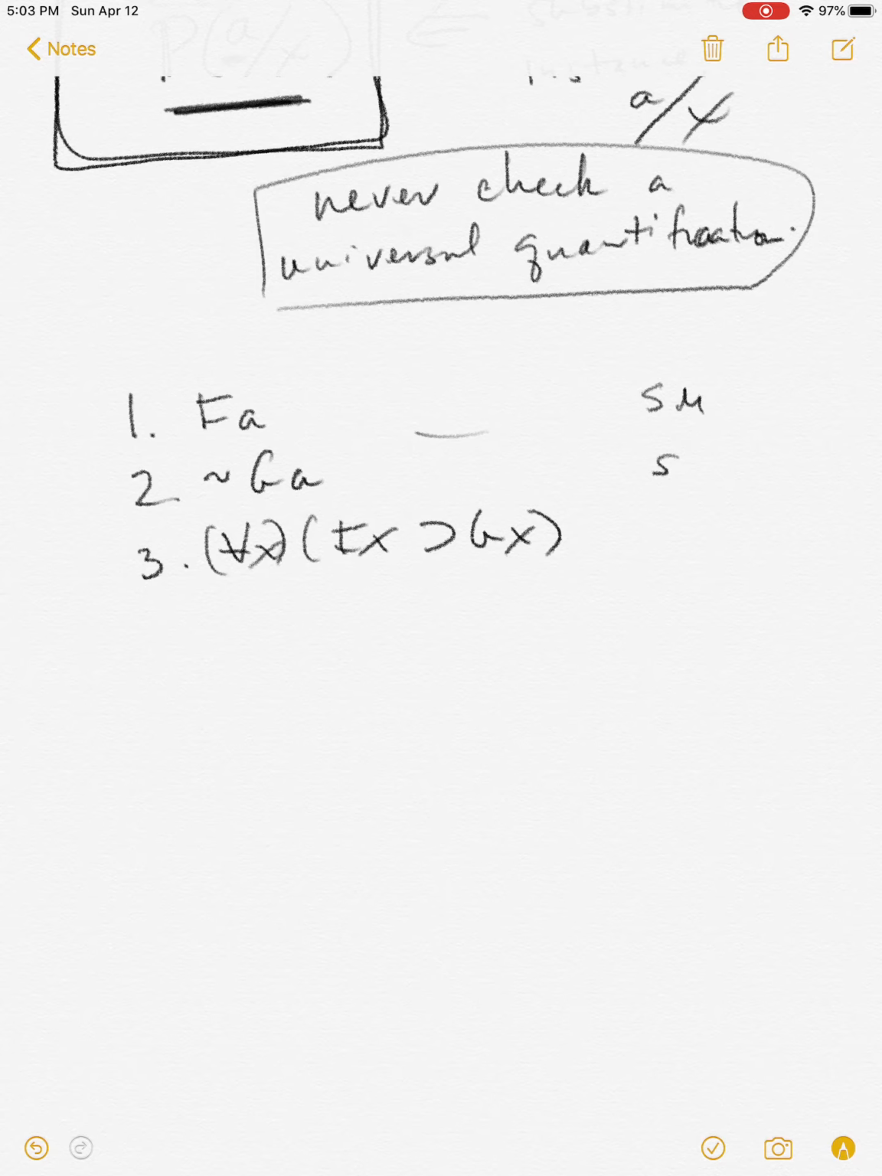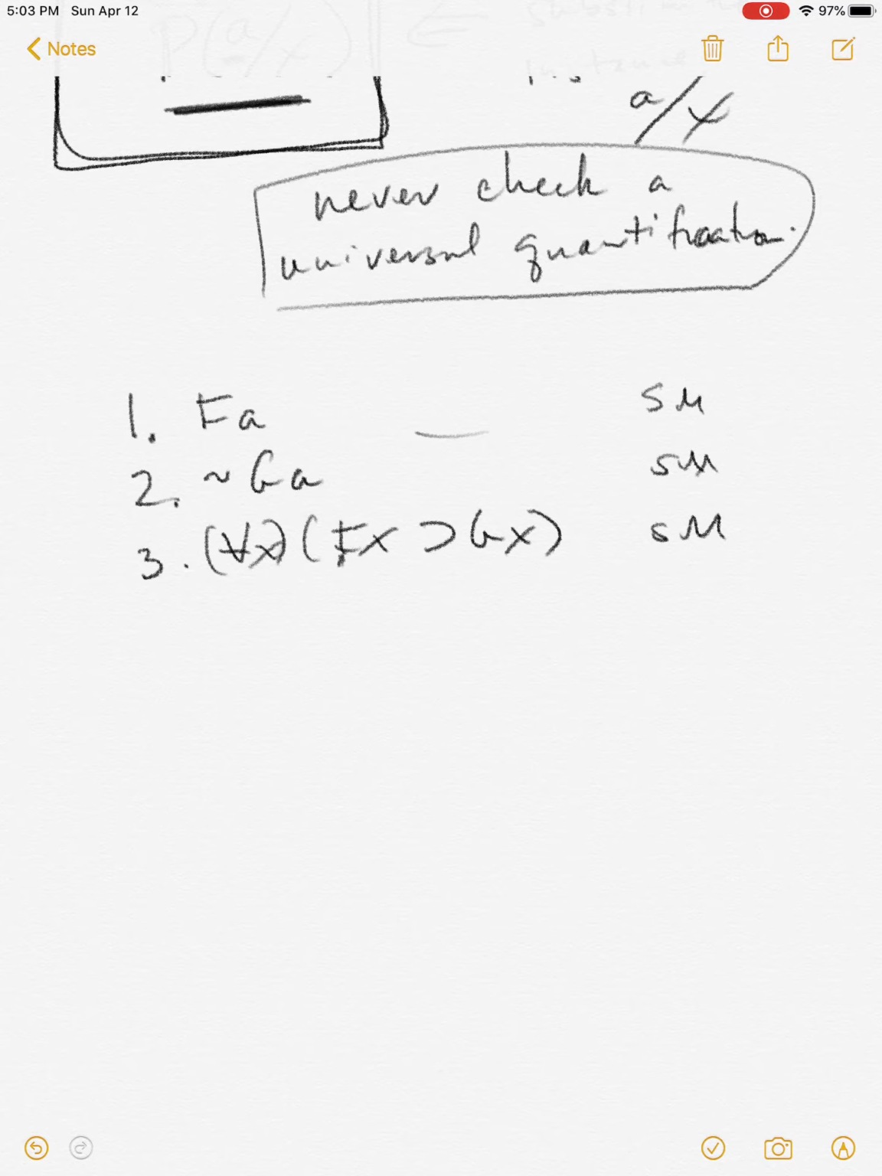And as I said, I'm hoping that it's obvious to you guys that these three sentences form a quantificationally inconsistent set. And why is that? Because if you've got something in the universe of discourse that we're calling A, that's F, and that thing is also not G, then it couldn't possibly be the case that everything that's F is G, because A isn't. A is F, but it's not G.